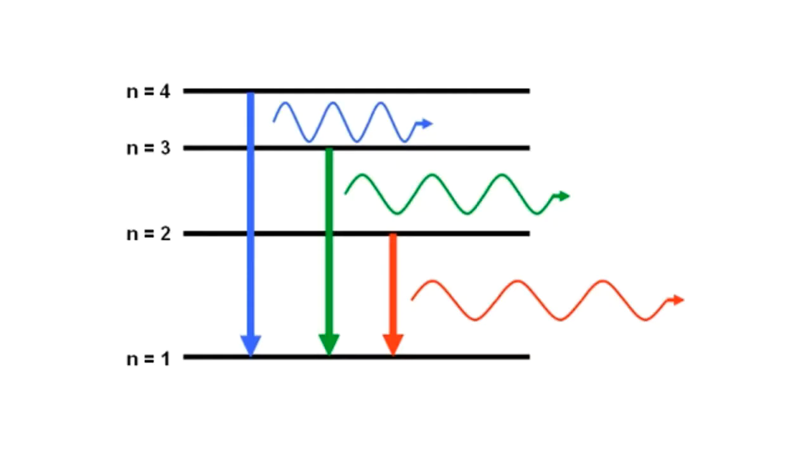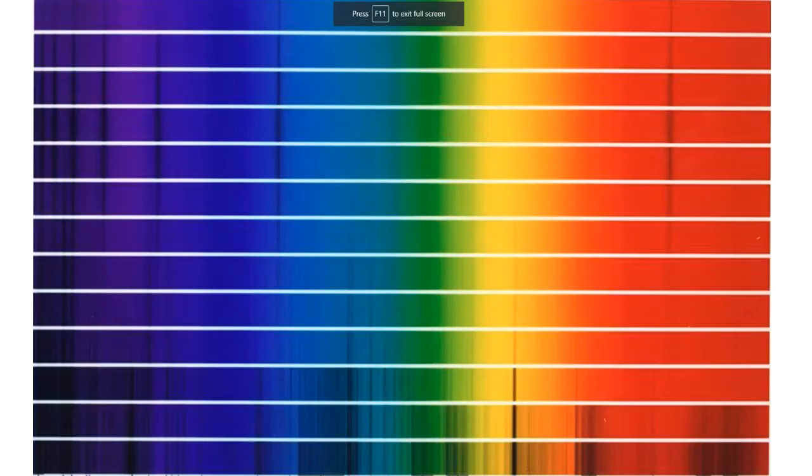Just a quick reminder here: the bigger transition, from n equals 4 to n equals 1, involves a higher energy photon, and therefore is at the blue end of the spectrum. Remember, the spectrum can extend into the infrared and the ultraviolet for bigger and smaller transitions. The medium-sized transition is a medium energy photon in the middle of the spectrum, and the smallest transition is the lowest energy photon, at the red end of the spectrum.